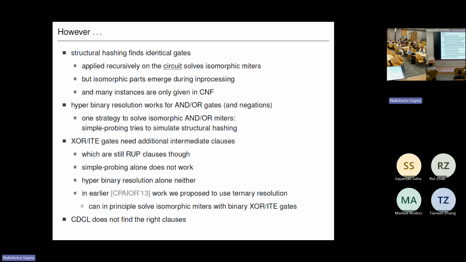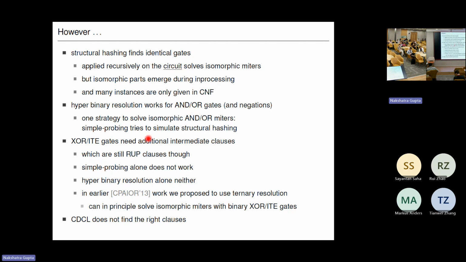However, these isomorphic parts might emerge during in-processing. You do some optimization, maybe CDCL solving, and only then you have isomorphic structure. Furthermore, we have many instances already in CNF. This is the reason why we want to simulate structural hashing on the CNF. I explained how in principle you could do it with hyperbinary resolution. You generate all possible hyperbinary resolvents, interleave it with the equivalence literal substitution, and then at the end, you solve these miters.